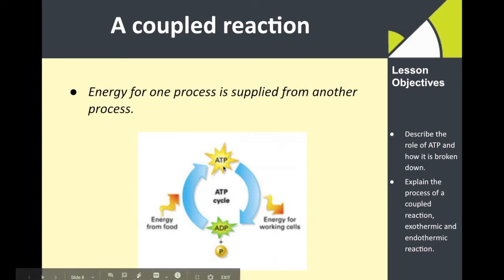Okay, so the coupled reaction, the term we use for that is energy from one process, so from breaking down that carbohydrate, is supplied to form another process, turning ADP back into ATP.